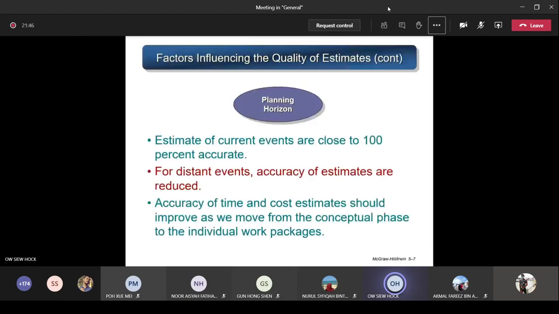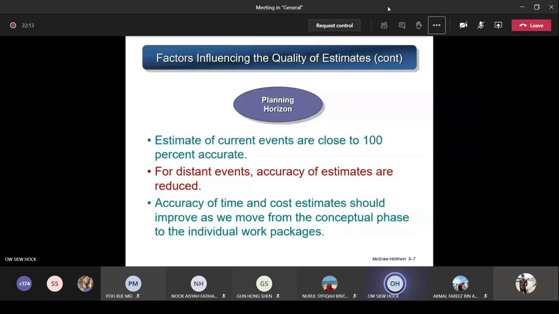planning horizon. Estimates of current events are close to 100% accurate. If you're planning for the current period, your estimation will be quite accurate. For distant events, something that is quite far, let's say 10 years later, the accuracy of estimates is reduced. You're not very sure what is going to happen in 10 years' time and how much the cost will be if the project is carried out then.